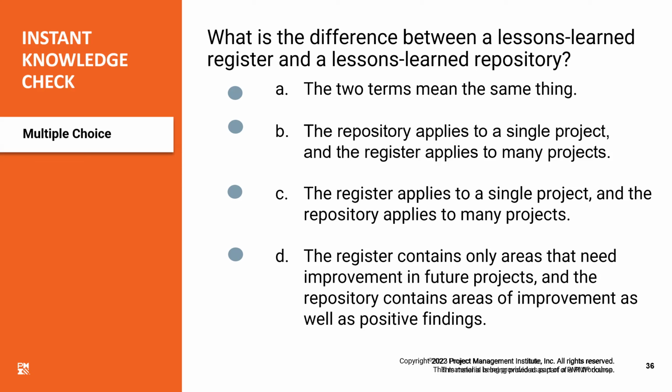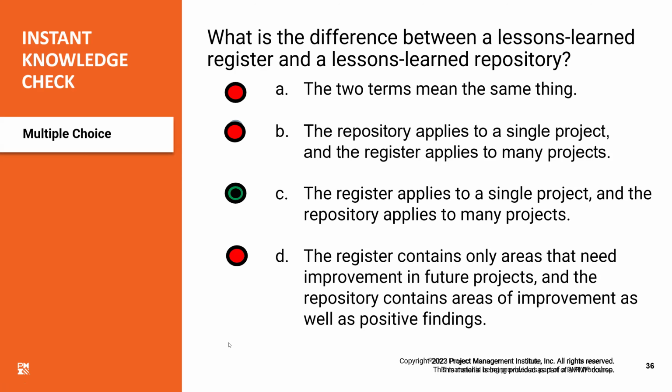So the two terms mean the same thing. The repository applies to single project and the register applies to many projects. Register applies to single project. Repository applies to many projects. Register contains only areas that need improvement in future projects, and the repository contains areas of improvement as well as positive findings. What do you say? C. Register applies to a single project, and the repository applies to many projects.